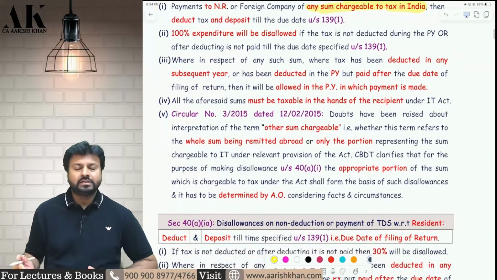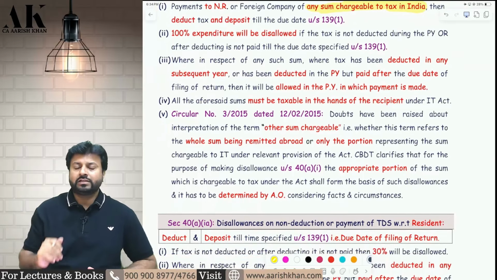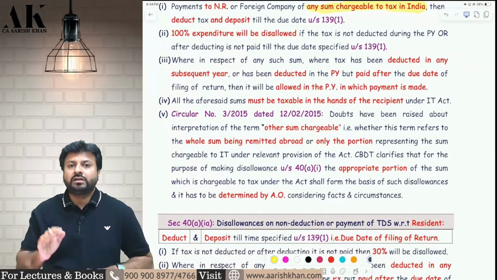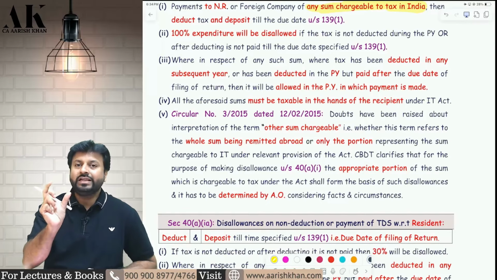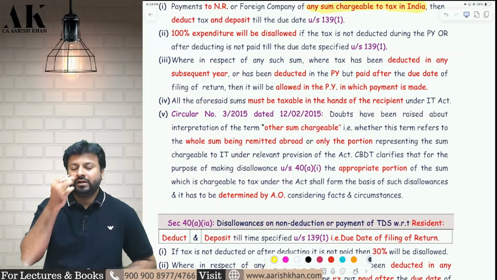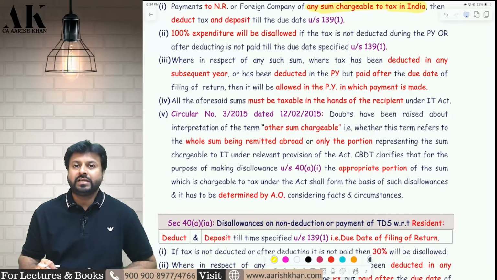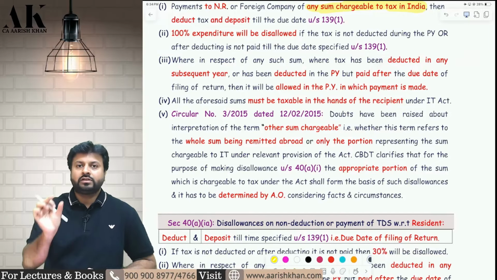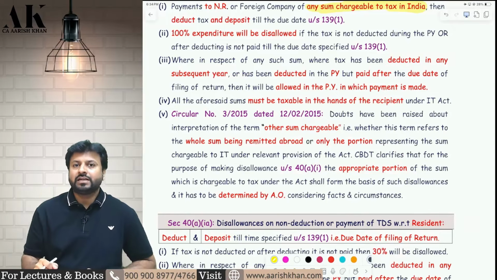Okay. Now sometimes what happens when you make the payment to a non-resident, the entire sum of the non-resident is not chargeable to tax in India. Only a proportionate sum is chargeable to tax in India. Suppose I'm making a payment of 10 lakh rupees to a non-resident, only say 30, 40, 50% is chargeable to tax in India. Then I should deduct TDS on how much? You should deduct TDS only on the proportionate amount. Who will decide the proportionate amount? Assessing officer will decide the proportionate amount.